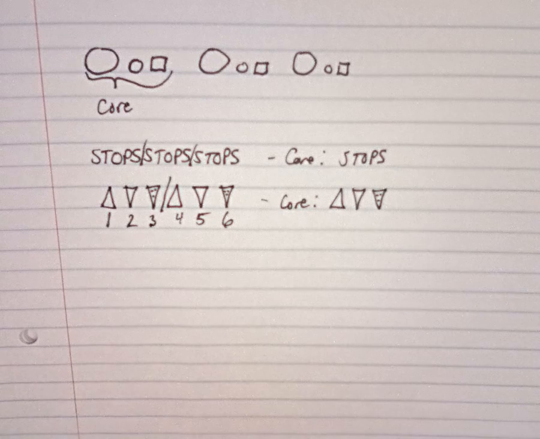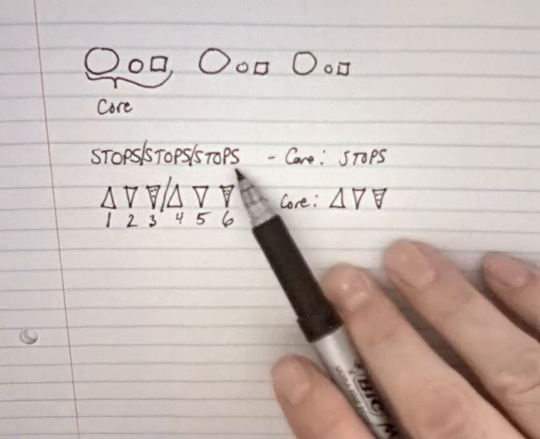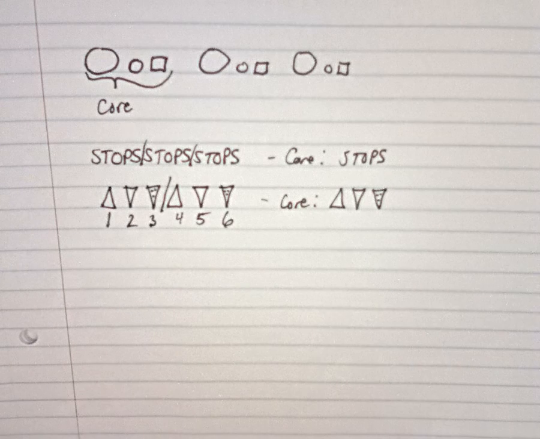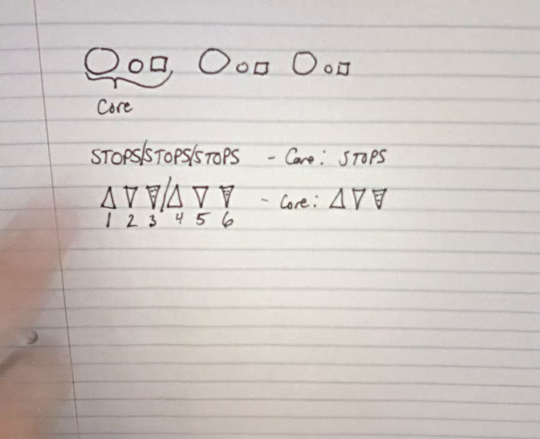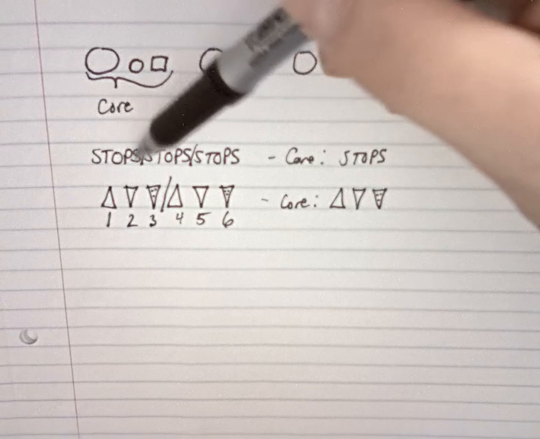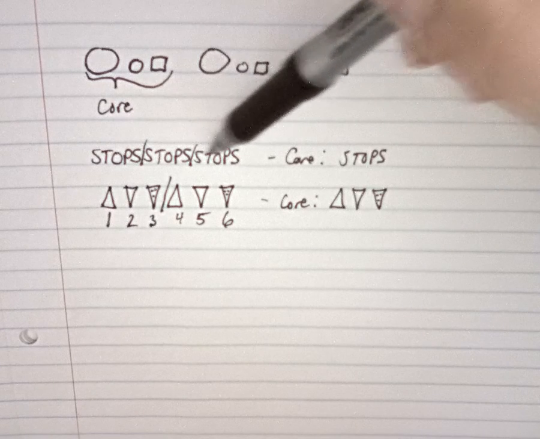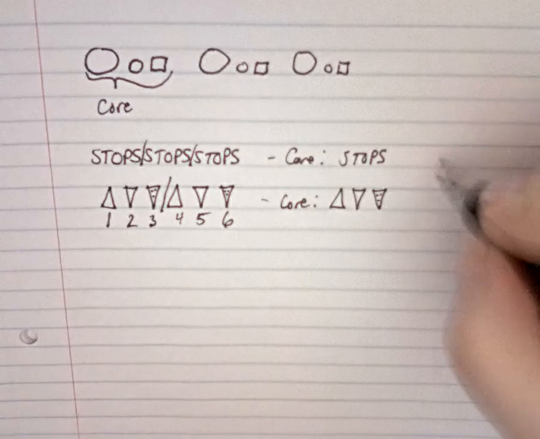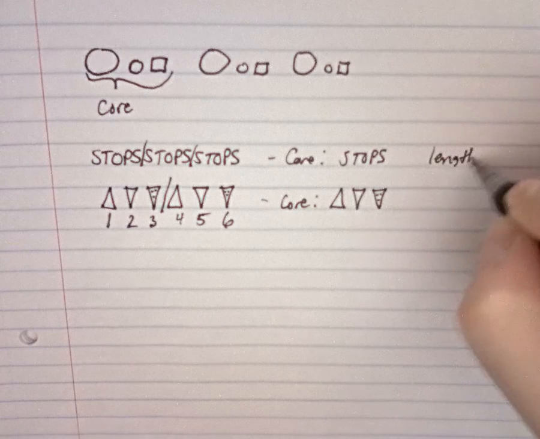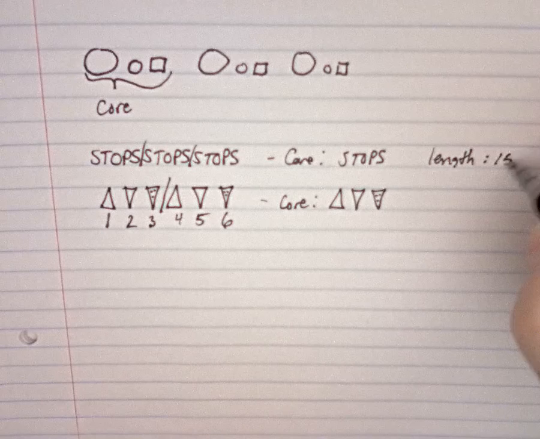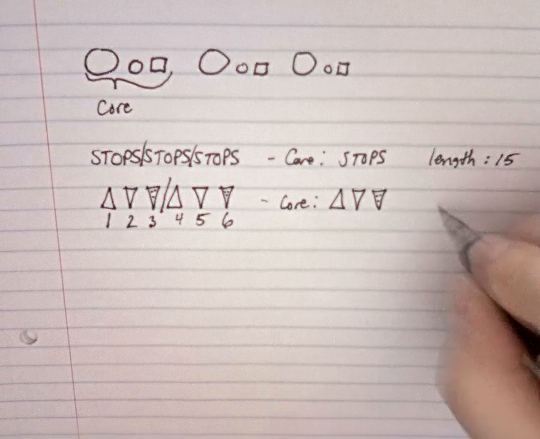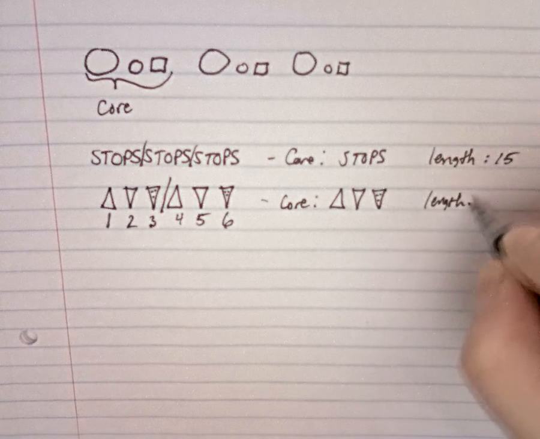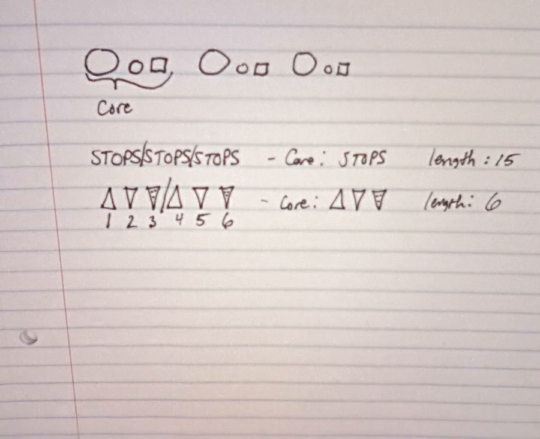So when we're looking for the length, if I ask, what is the length of the STOPS pattern, count it up. So you got 1, 2, 3, 4, 5, 6, 7, 8, 9, 10, 11, 12, 13, 14, 15. So the length of that is 15. The length of this is 6. Okay, so length is just the number of terms that are in the pattern.